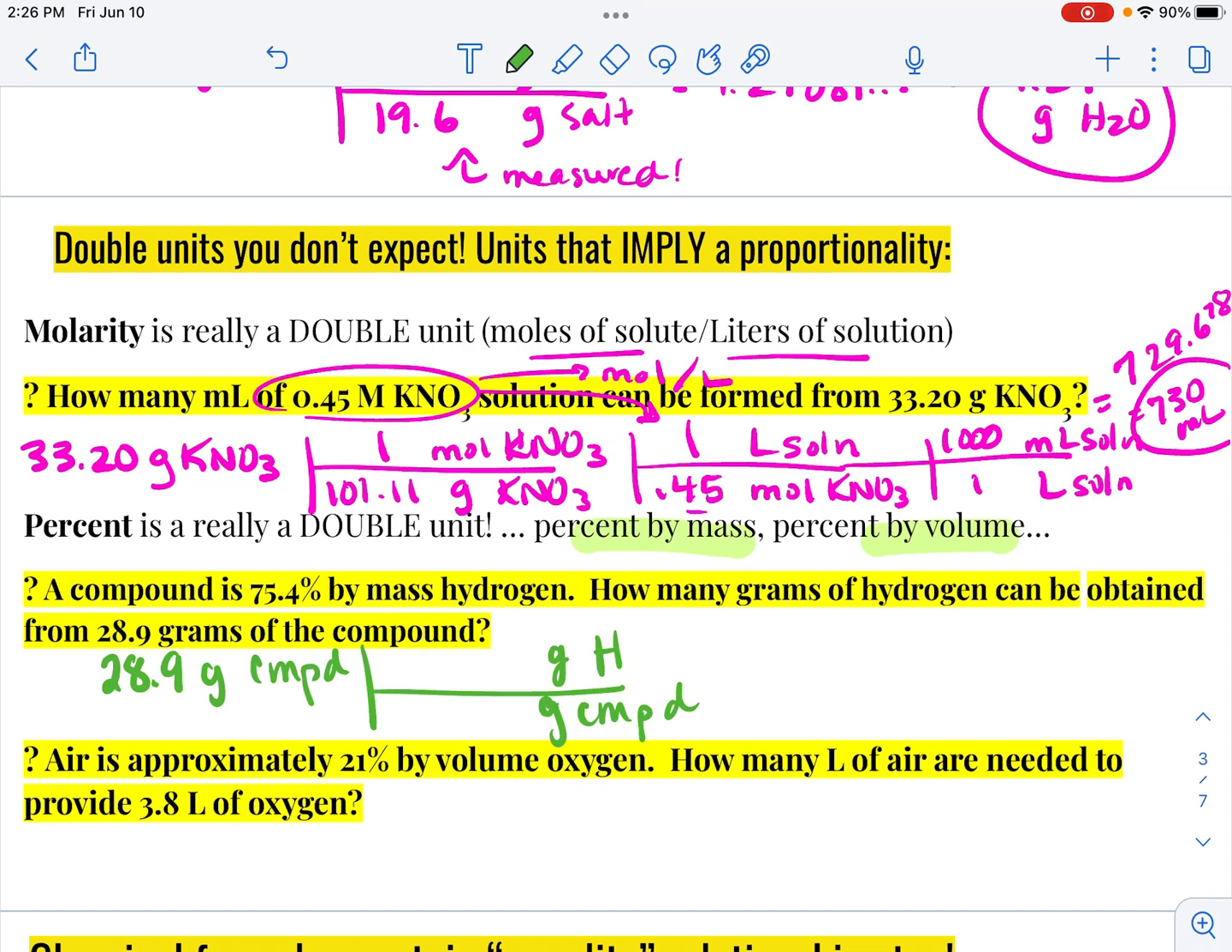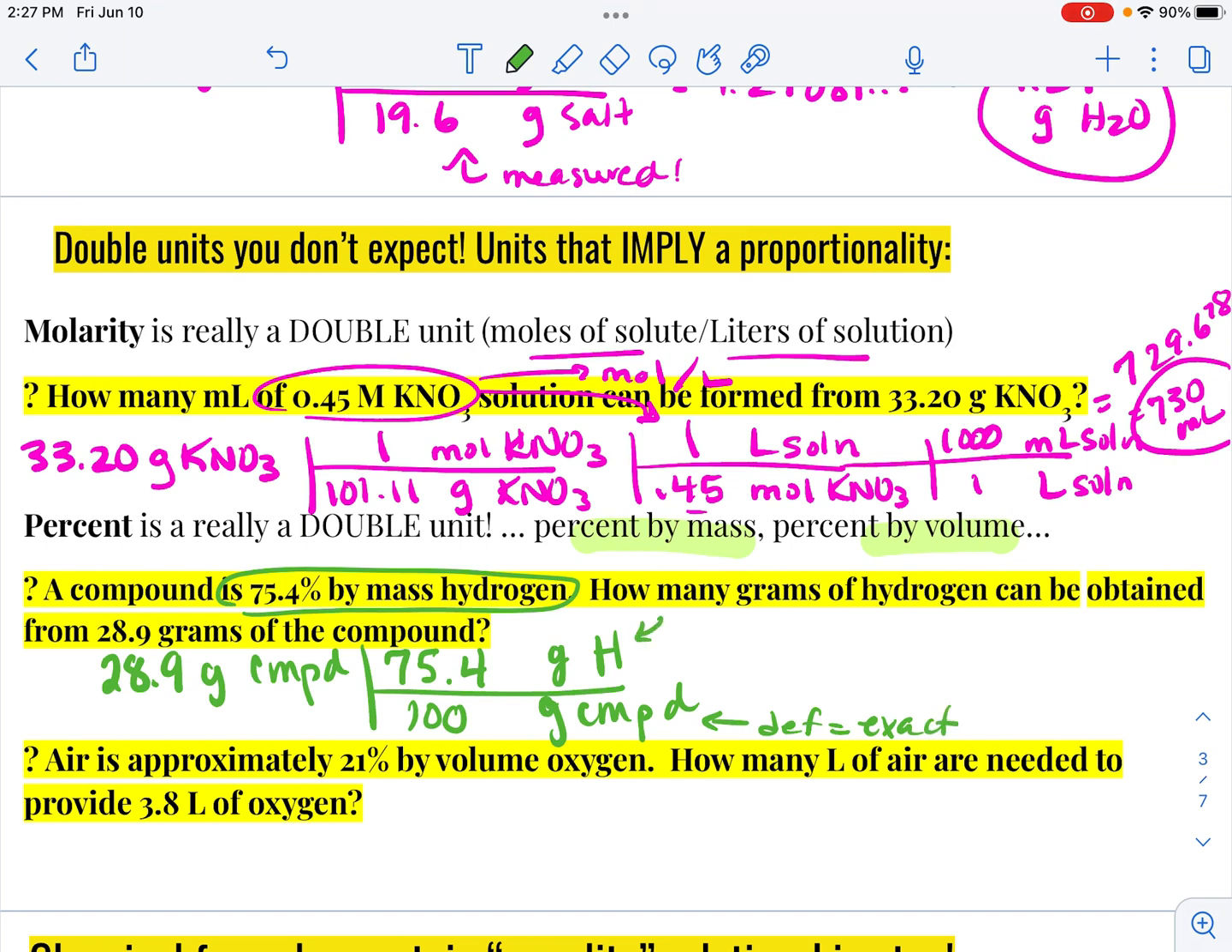And now I can say the compound is 75.4% by mass hydrogen. That means for every 75.4 grams of hydrogen, I should have 100 grams of compound. Or I think of it the other way around: for every 100 grams of compound, I should have 75.4 grams of hydrogen. The grams of compound is a definition, so it's exact. Percent means out of 100 exactly.